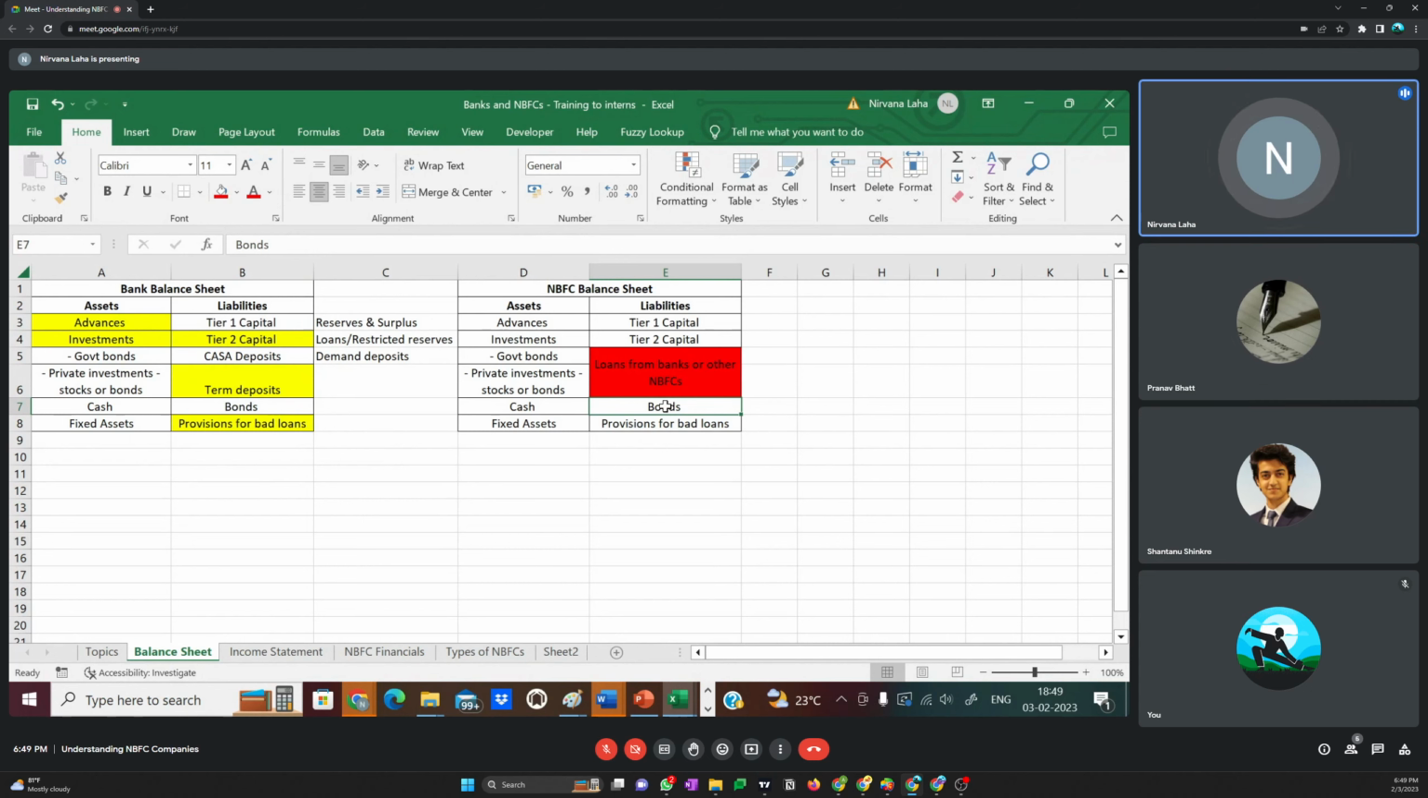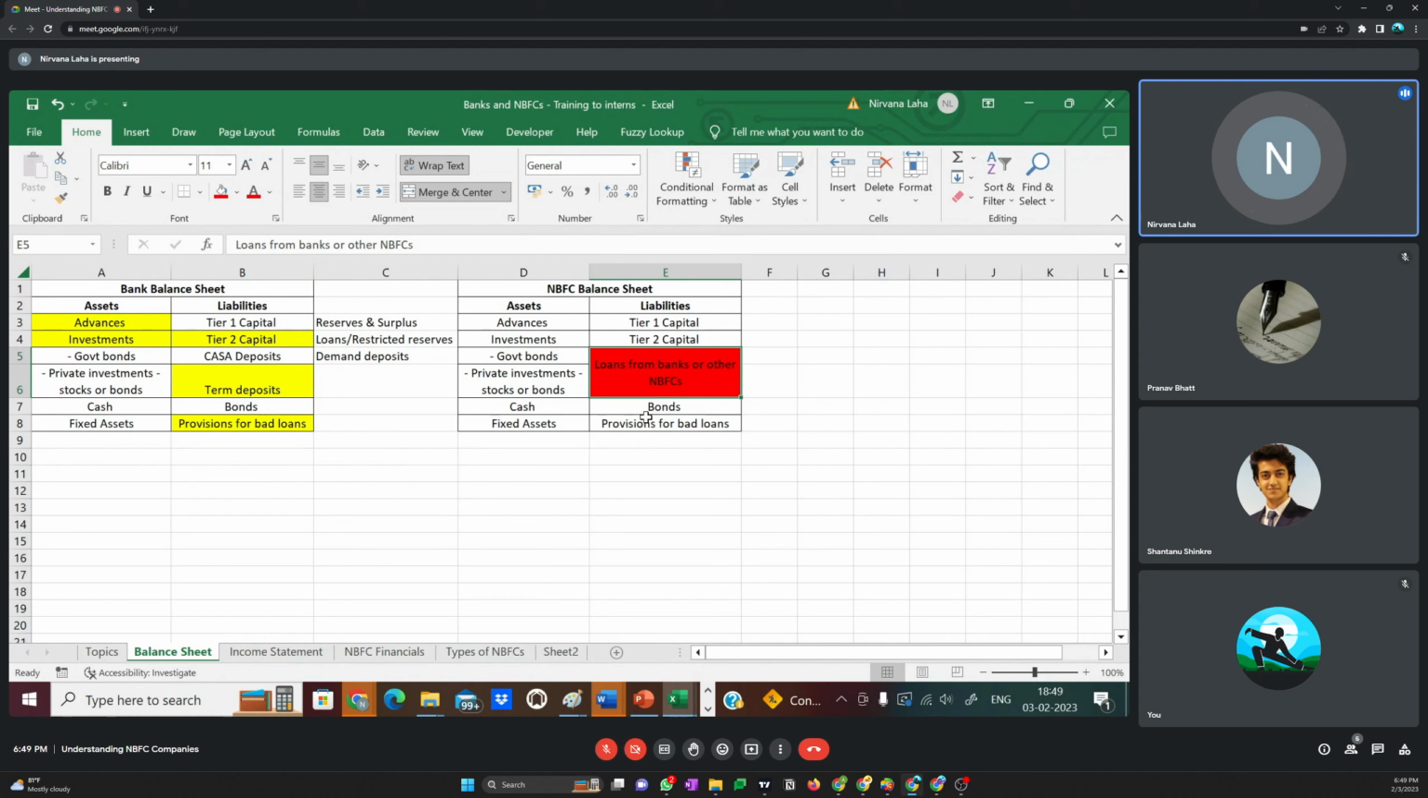In current accounts, the interest rate is zero; in savings accounts, the interest rate is 3-4%. Whereas any bank loan that an NBFC gets is going to be at least 7 or 8% in today's date, right? So one of the biggest implications of this regulation by RBI, that NBFCs cannot accept deposits, is that the cost of funds of an NBFC is always going to be larger than the cost of funds of a bank.